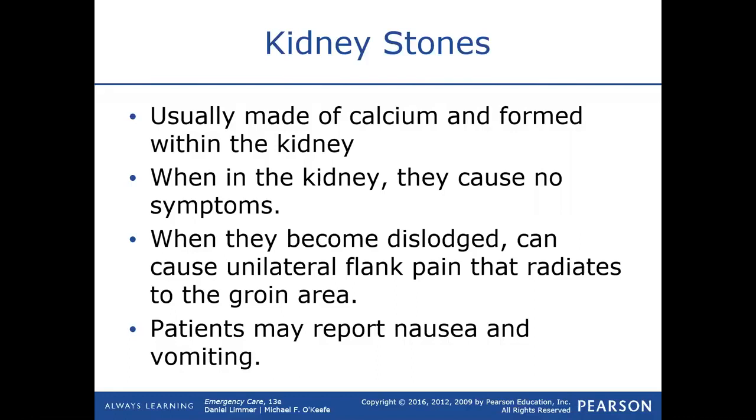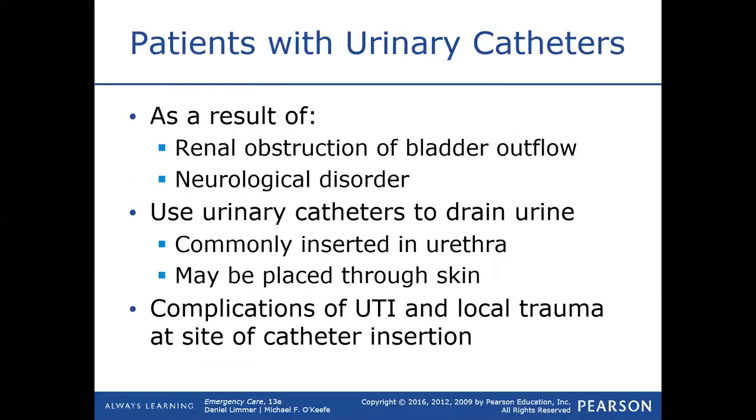But when they become dislodged, they can cause unilateral flank pain that radiates to the groin area, and patients may report nausea and vomiting. So if one of those little kidney stones gets dislodged from the kidney and gets stuck in the ureter, the unilateral flank pain is pain in their back, but kind of on one side, and that makes you suspicious of kidney stones.